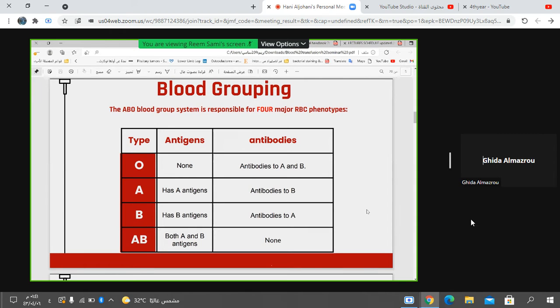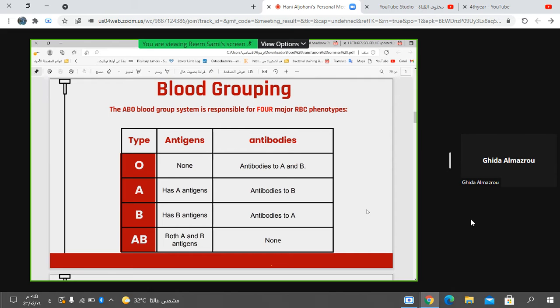On the other hand, type AB has both A and B antigen, but it lacks any antibody. That's why AB can receive blood from any blood group, but it will only give blood to its own type. That's why we call it universal recipient. Type A has type A antigen and type B antibody, and type B has type B antigen and type A antibodies.